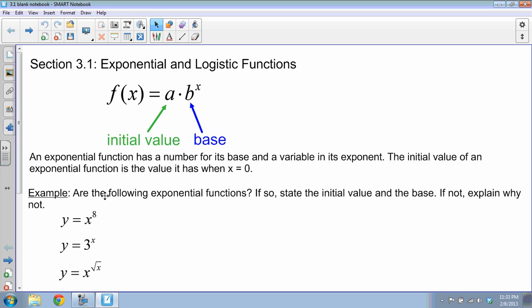So let's look at this example. Are the following exponential functions? If so, state the initial value and the base. If not, explain why not. So we have y equals x to the 8th. And so we would look at that and say, no, that's not an exponential function. And it wants us to explain why. And so we would say that the base has a variable instead of a number, and the exponent has a number instead of having a variable.